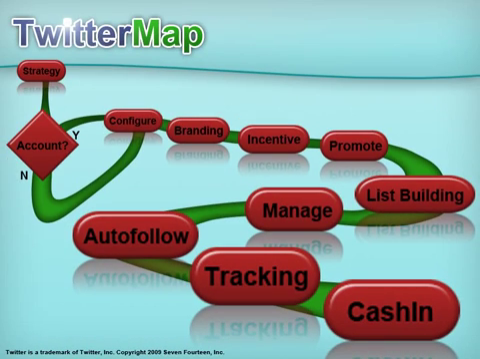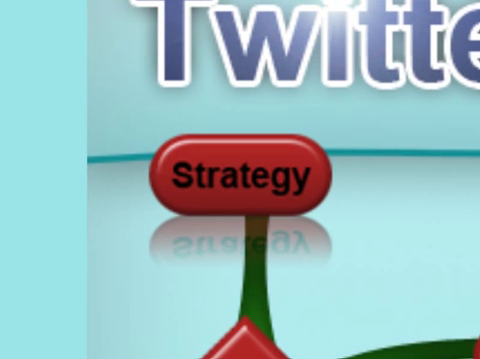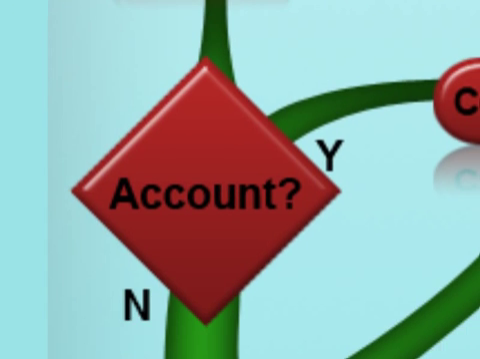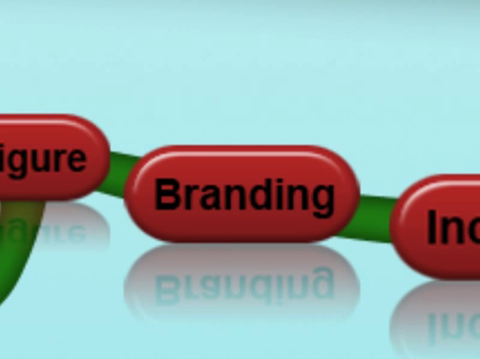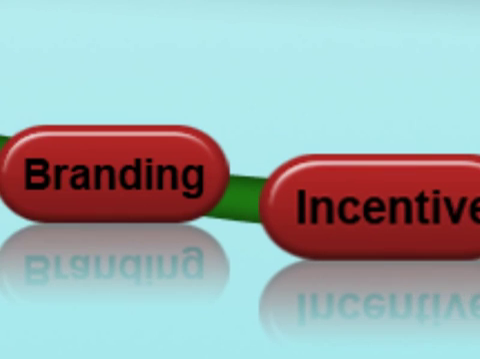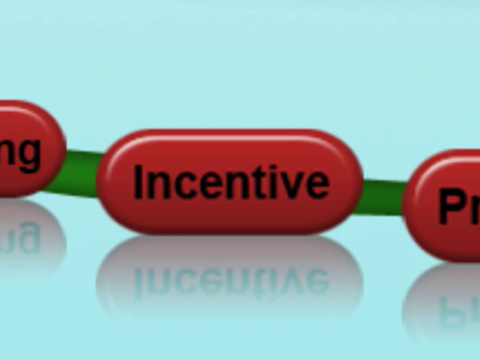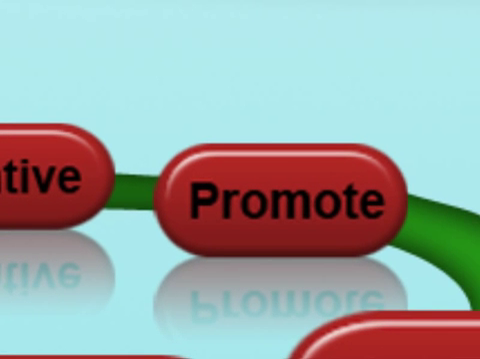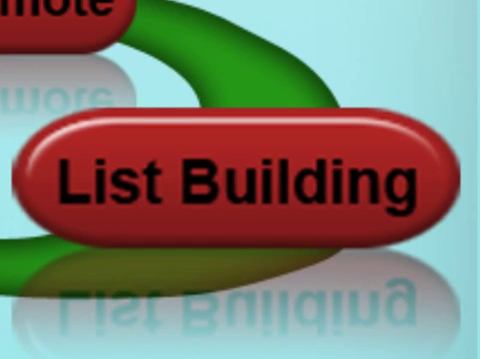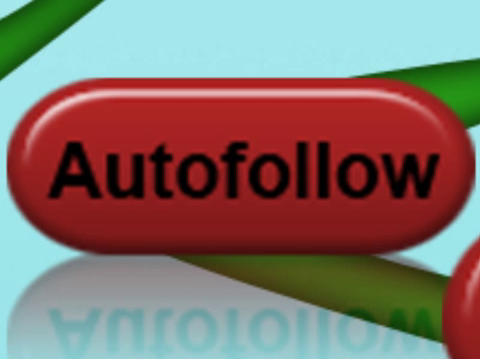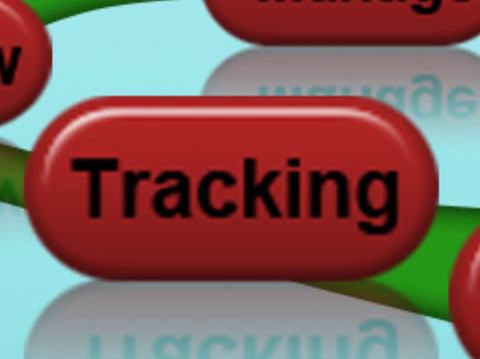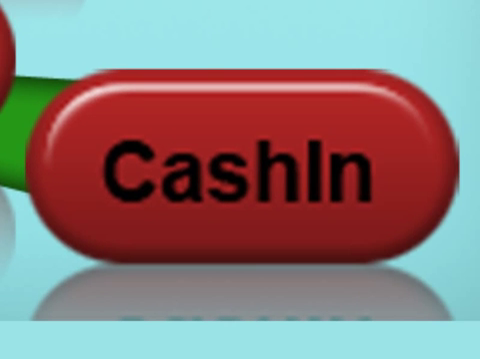But the point to all of this is that if you've done all of these steps: created your strategy, set up your account, configured your profile, customized your profile so that it's branded, offered an incentive to your followers, promoted your Twitter page, built your list, managed your followers, configured auto following, and implemented tracking, then you will cash in, whatever that cashing in is for you.